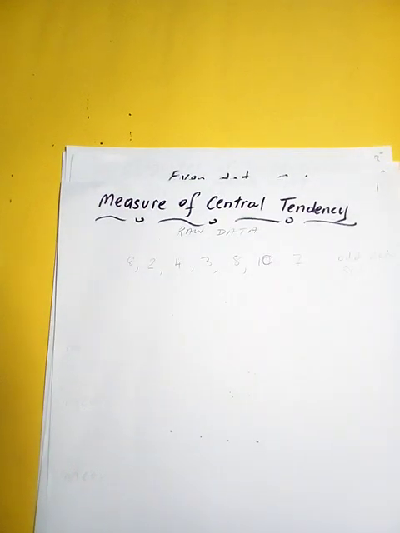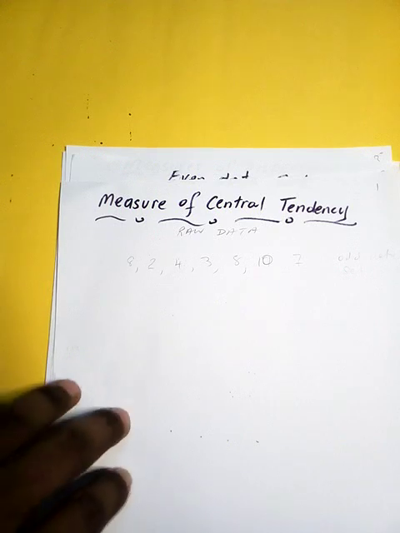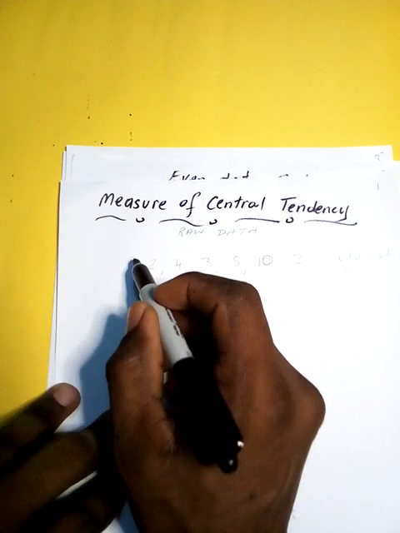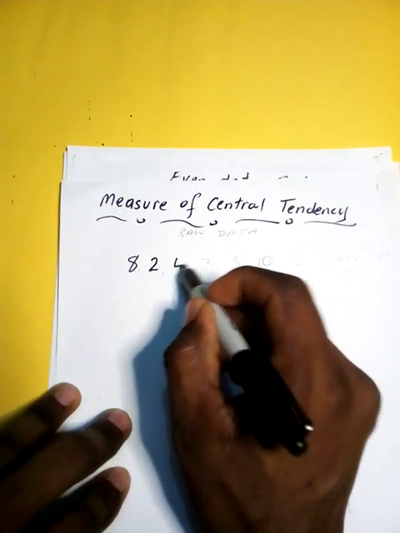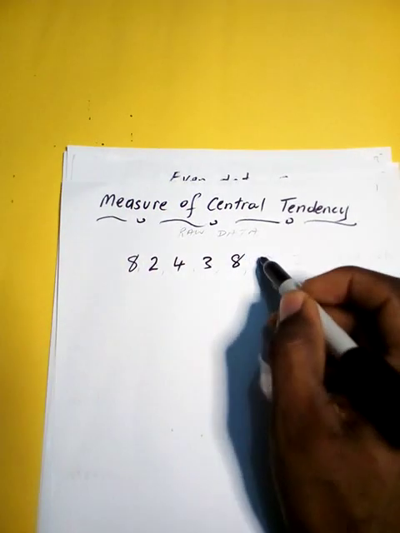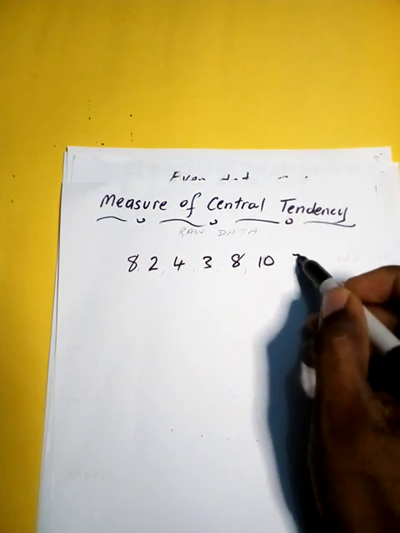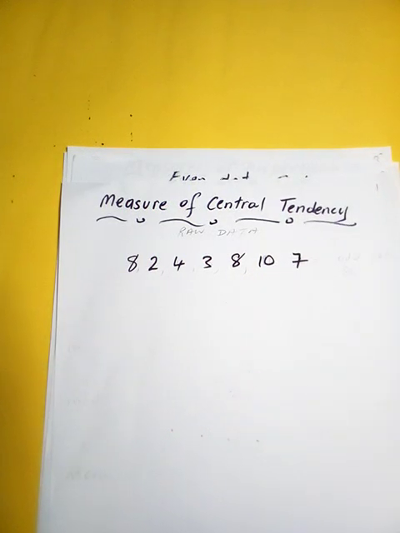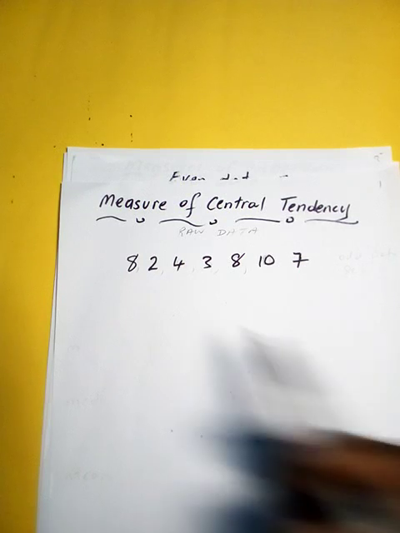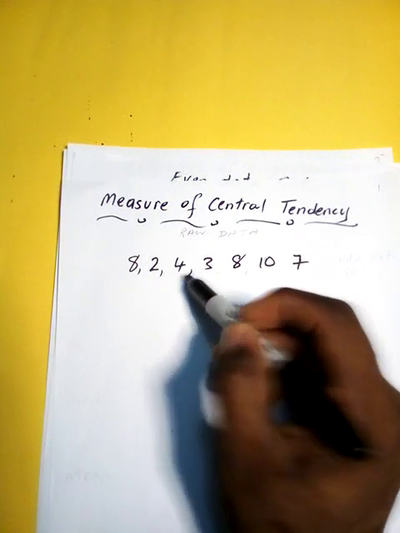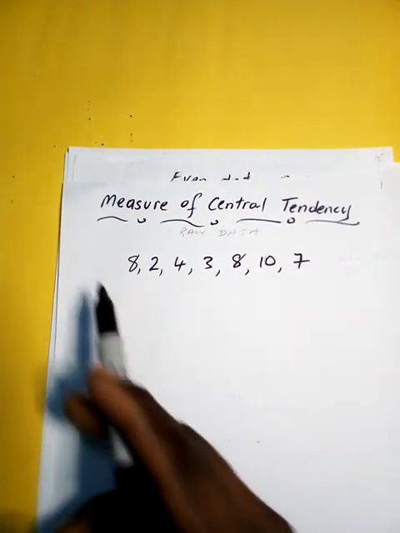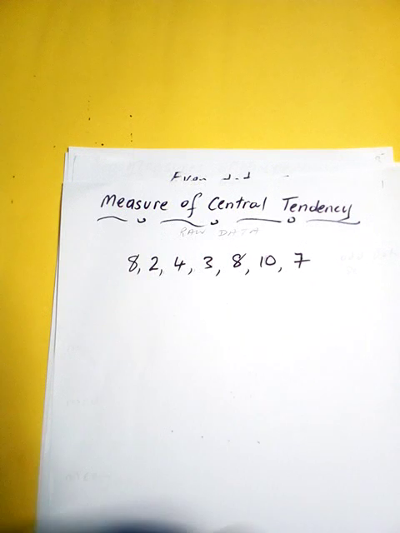All right, so let's look at measures of central tendency with raw data. Say I'm given a set of raw data: 8, 2, 4, 3, 8, 10, 7. Let's say a math test that's marked out of 10, and these were the scores for 7 students. So we have an odd set of numbers. There are 7 numbers here.